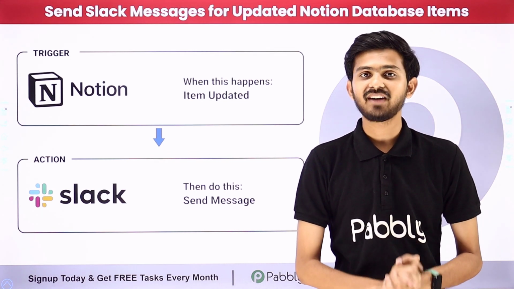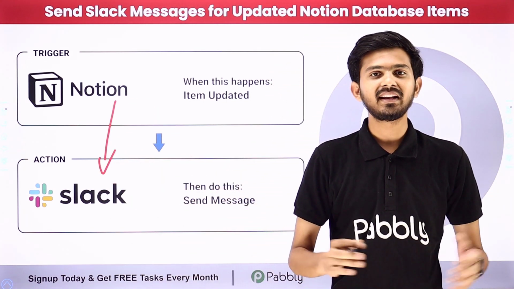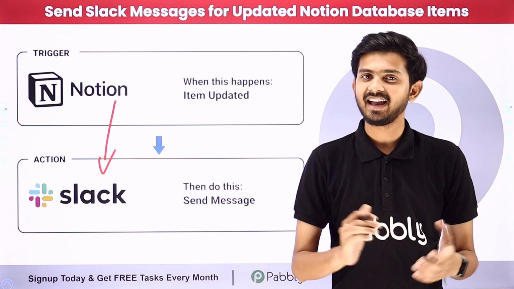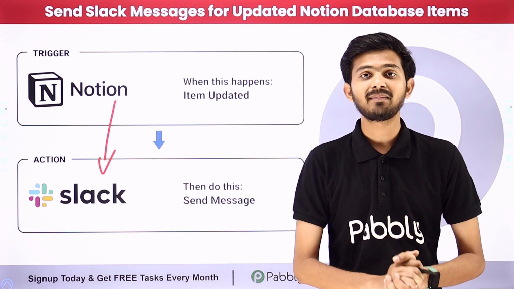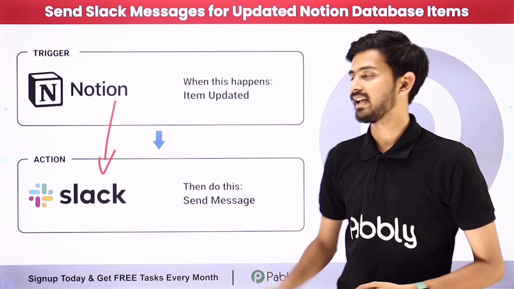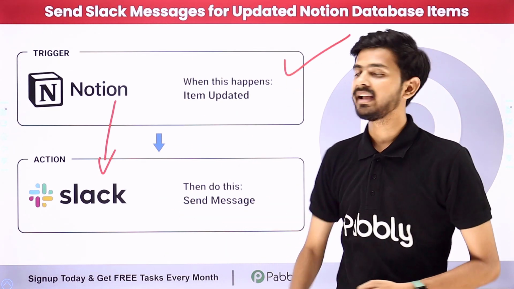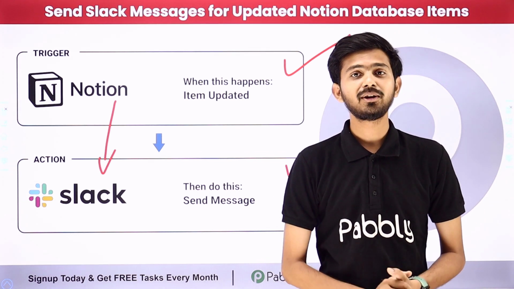For my objective, I have to build a connection between Notion and Slack. For building this connection, I'm going to use Pabbly Connect, which is an amazing software for automation and integration. In Pabbly Connect, I need to use the concept of trigger and action. In the trigger application, I'm going to use Notion. In the action application, I'm going to use Slack. So how am I going to build this connection?